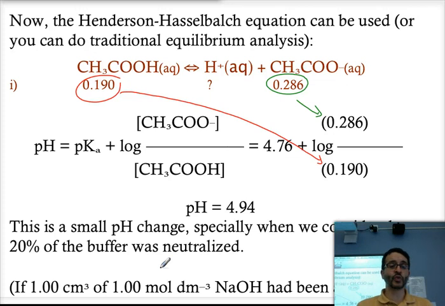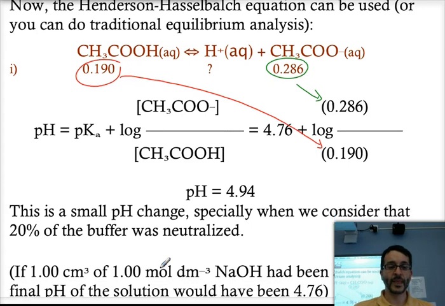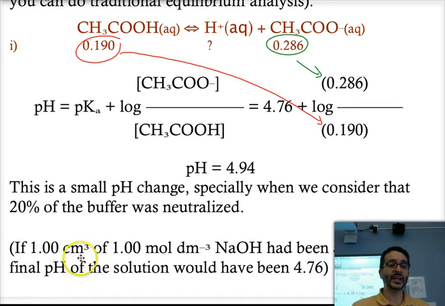If we had added that to pure water, the pH of the pure water would have gone to 13. So it is definitely a very small amount, especially when we consider that we actually neutralized 1/5, or 20% of the buffer. That is not a significant change. If we instead had only added 1 milliliter of the sodium hydroxide, the pH would have remained still at 4.76. So that is how good a control of the pH a buffer has.